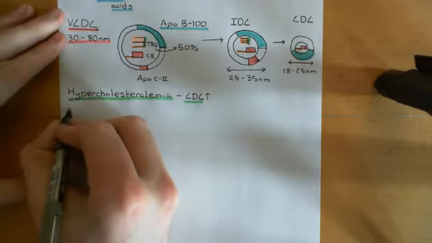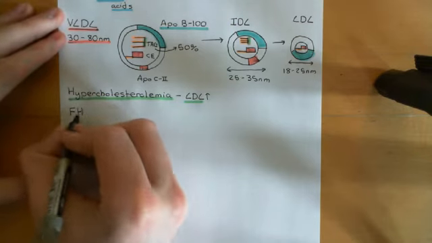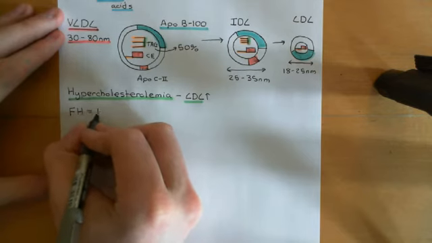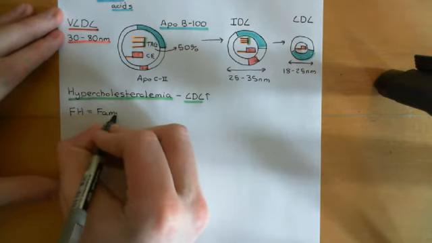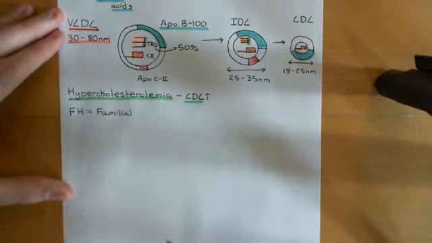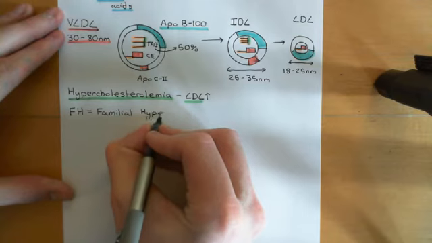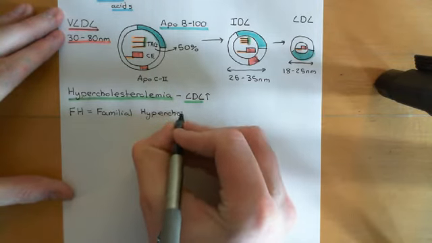Let's start off with familial hypercholesterolemia, which for short is abbreviated to FH. So I should probably write it out in full. The F is for familial, meaning that it runs in the family, and then the H is for hypercholesterolemia once again.